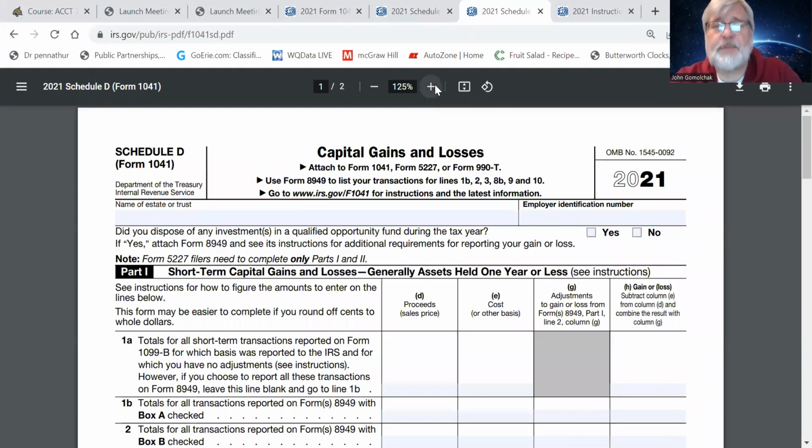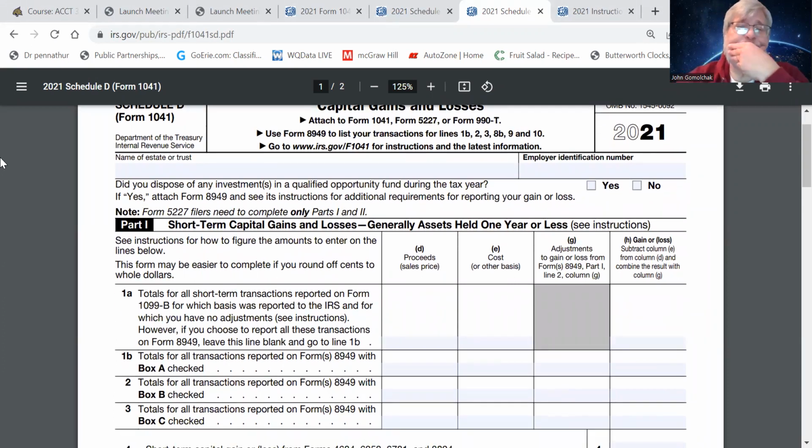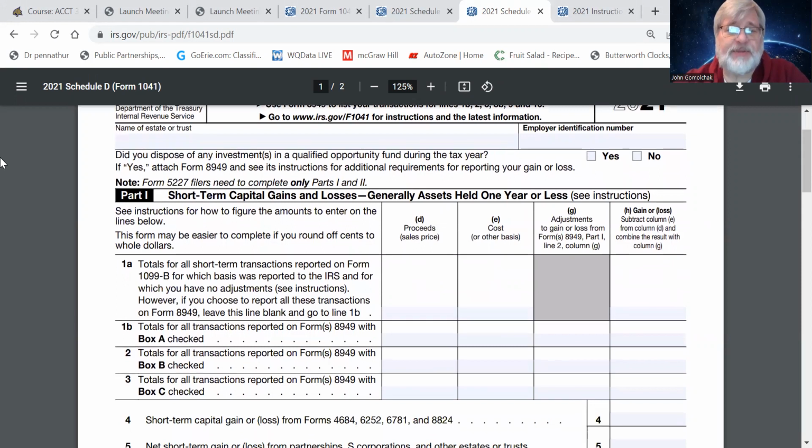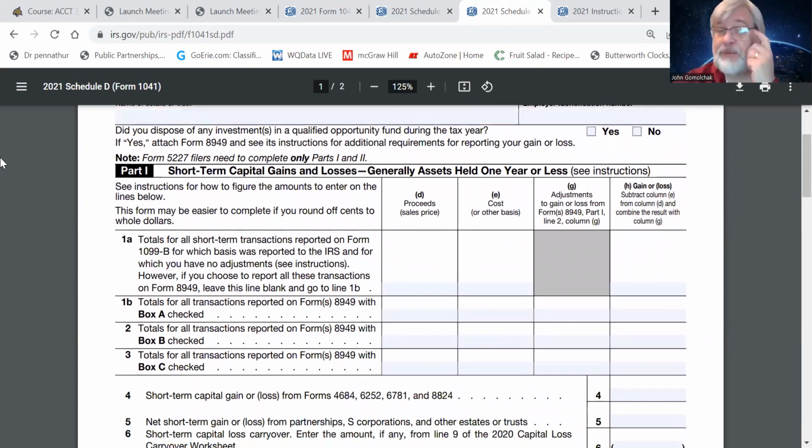the Schedule D, capital gains and losses, once again, specified for Form 1041. Name of the estate or trust, employer identification number. All right. Did you dispose of any investments in qualified opportunity funds? We're not going to be doing that because that's a specialty tax type thing. Part 1, short-term capital gains and losses. We have the ability to not report the individual transactions if everything was reported to us on a 1099-B and there is basis reported to the IRS and we're not going to have any adjustments. Then we can just do the totals.